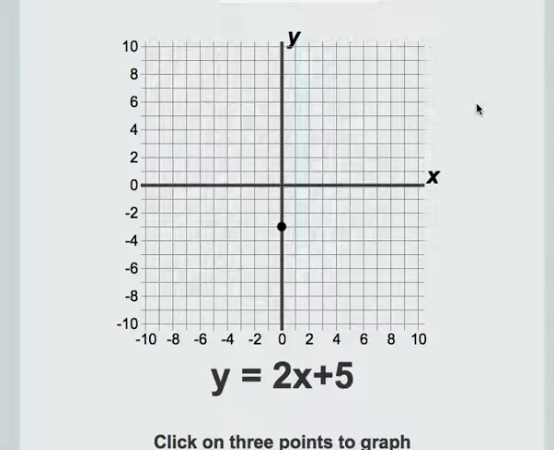I want to plot the line y is equal to 2x plus 5. So what we're going to do, we know that the y-intercept is 5. So where x is equal to 0, y is equal to 5. So here x is equal to 0, so we put in the position y is equal to 5, and I click that on. So we have 1 point.